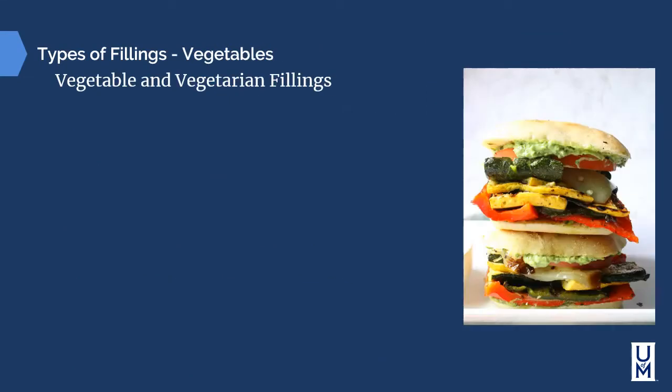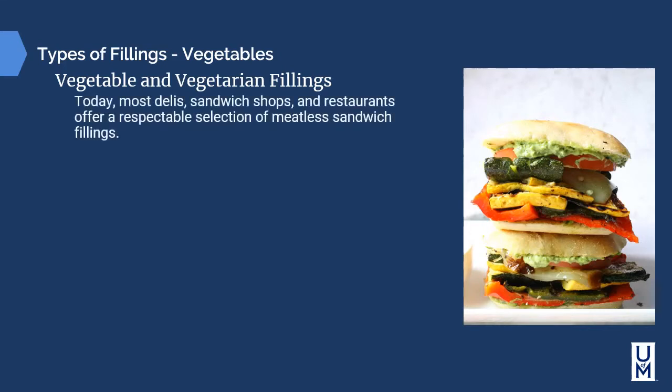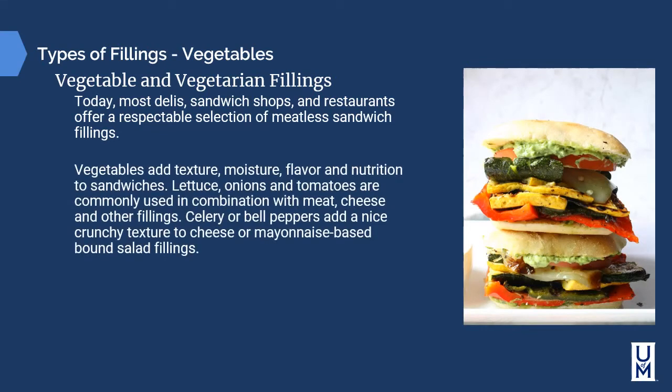Types of filling: vegetables and vegetarian fillings. Today, most delis, sandwich shops, and restaurants offer a respectable selection of meatless sandwich fillings. Vegetables add texture, moisture, flavor, and nutrition to sandwiches. Lettuce, onion, and tomato are commonly used in combination with meat, cheese, and other fillings. Celery or bell pepper add a nice crunchy texture to cheese or mayonnaise-based bound salads.